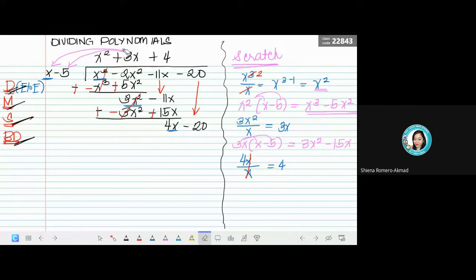Next is to multiply. So ano yung multiply natin? Multiply natin si positive 4 doon sa dalawa. Okay? So we have 4 times x minus 5, and that is 4x minus 20. Sulat natin dito, 4x minus 20.